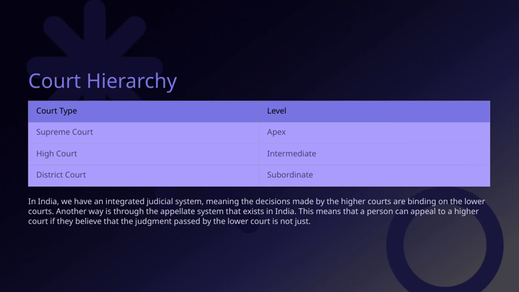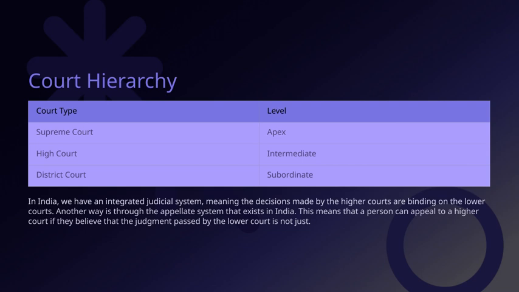Another important aspect is the appellate system. If someone believes that a judgment from a lower court isn't just or correct, they have the right to appeal to a higher court. This creates a systematic way to review and ensure justice throughout the system.